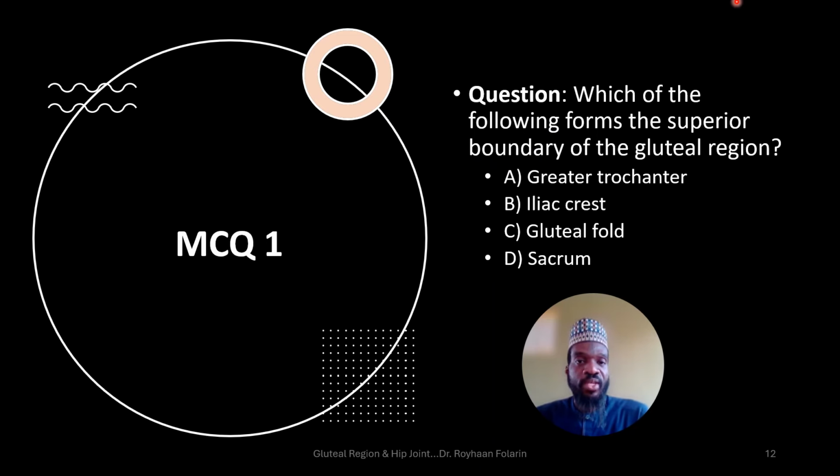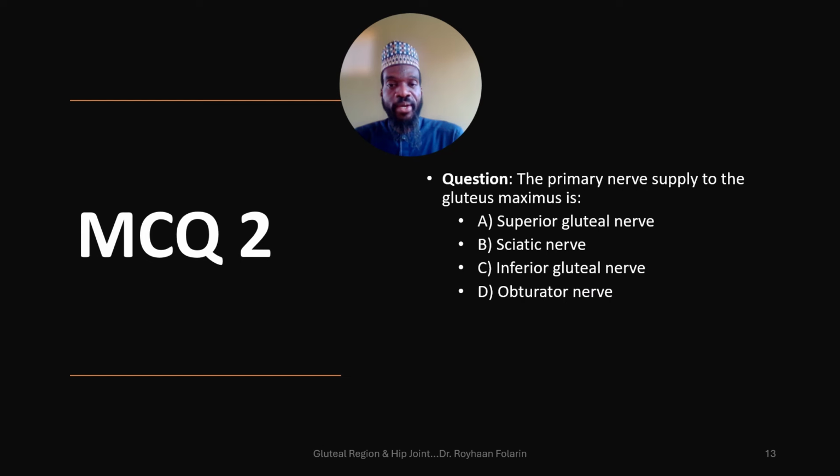So let's begin with our first MCQ to test your understanding of the boundaries of the gluteal region. Which of the following forms the superior boundary of the gluteal region? Is it the greater trochanter, the iliac crest, the gluteal fold, or the sacrum? You know what to do. Drop your answer in the comment section and keep compiling them till we get to the end of the lecture.